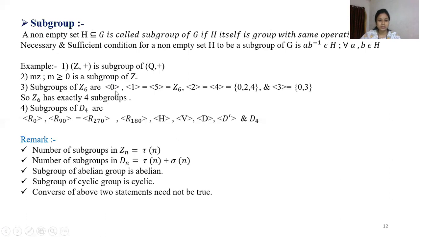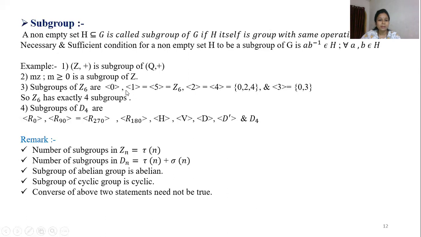Subgroups of Z6 generated by 0. See, in order to find subgroups of any group G, simply find its generators, because every generator generates a subgroup. The subgroup generated by an element is always a subgroup of the corresponding group G. Generated by 0 is the singleton 0. Generated by 1, generated by 5 is nothing but the whole Z6 itself.